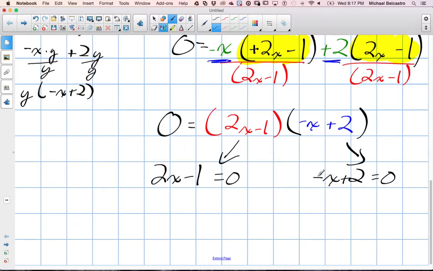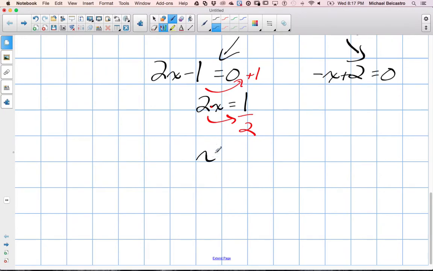Okay, so we solve for x. When I move negative 1 to the other side, it will become positive 1. So we now have 2x equals positive 1. And in order to get x by itself, when I move 2 over, we divide. So we're left with x is equal to 1/2 or 0.5.